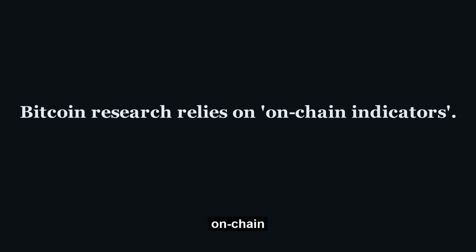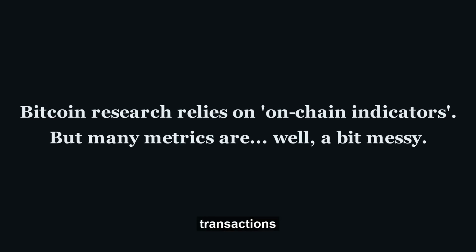When we talk about on-chain indicators, we mean things like how many transactions are happening, how much value is being moved, or how long people are holding their coins. These are the digital footprints left on the blockchain itself. They're supposed to tell us about network activity, demand, and supply dynamics. But here's the kicker: many of these crucial metrics, the very ones influencing our understanding of Bitcoin's economic health, are often dispersed across different platforms, defined inconsistently, or worse, not fully verifiable from the raw blockchain data.